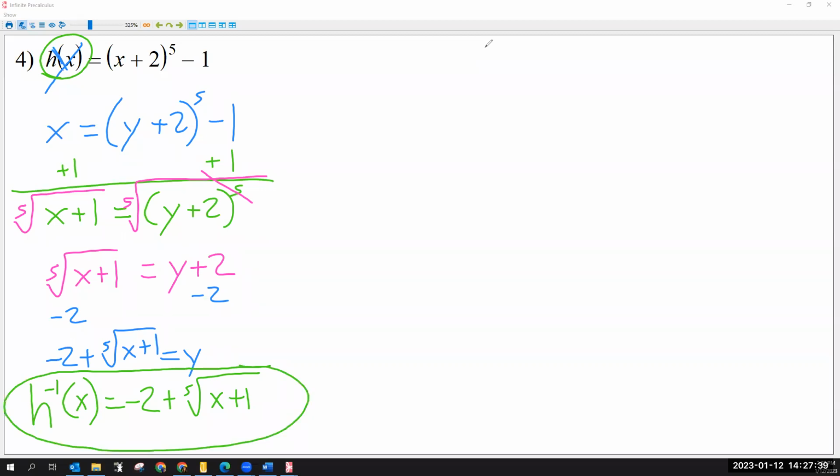Right? Try doing numbers, pause the video and try 5 and 6. Now I know 6 is a root instead of a power, but they just work backwards from each other. So go ahead and do 5 and 6.